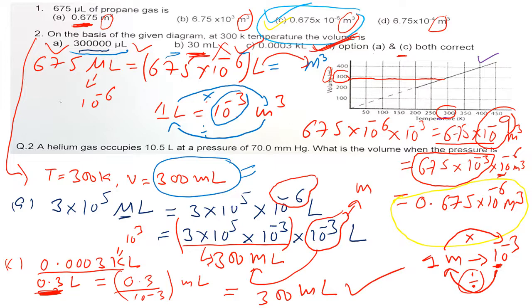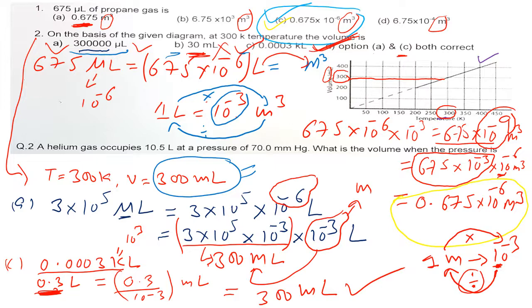So here this is 0.3 and this is 10 to the power minus 3. So I will write milliliter here, and when I solve this bracket, it will be 300 milliliter. So this number is also equal to 300 milliliters. So it means this is also correct. So the option C is correct and this A is correct. So the D option, A and C both are correct, is the ultimately correct answer here.